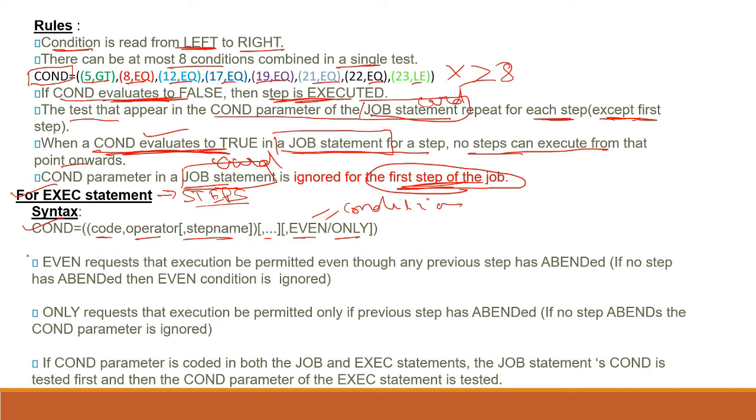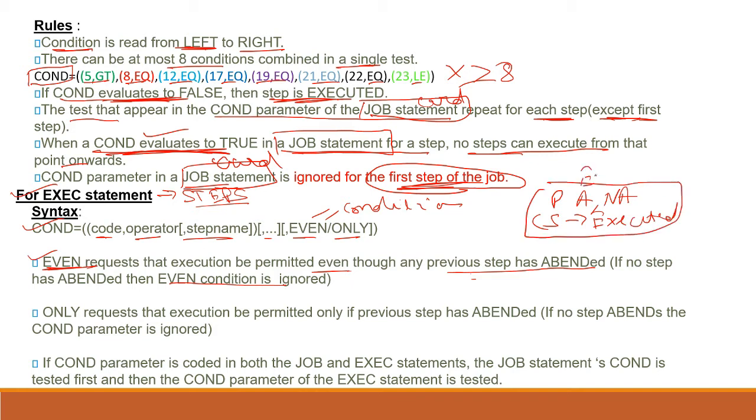Okay. And if you are using EVEN, it requests that execution be permitted even though any previous step has abended. If you have a previous step that is abended, it will execute that step as well. If no step has abended, then the EVEN condition is ignored. Means whether your previous step is abended or not abended, your current step will be executed, definitely. Okay, in case of EVEN.